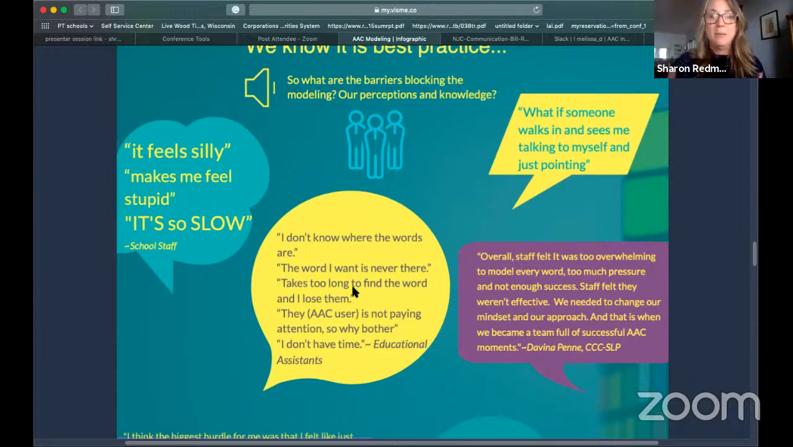This is not easy. It may be easy for me, but I've been doing it for 20 years. So it's not easy for everyone. And we need to make sure that we acknowledge that, and then help our individuals, supporting staff, AAC support staff, figure out what works for them. So we really, like she said, we needed to change our mindset and our approach. And that's when we became a team full of successful AAC moments, which is really powerful. And so it's starting with these conversations, again, starting with the perceptions, and then starting on how to change the barriers.